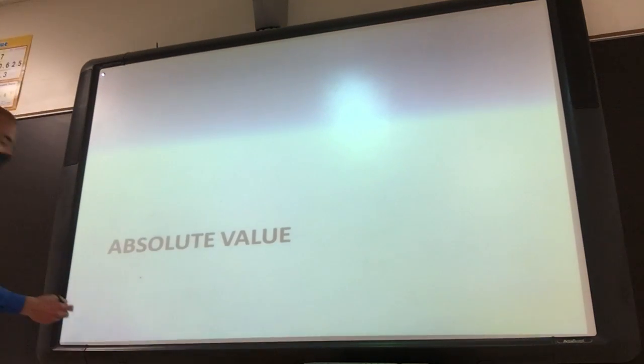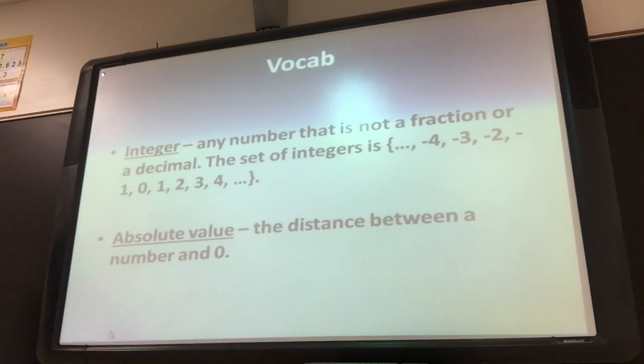Absolute value today. A couple of terms to get down first. So we've been talking about integers, but we haven't really talked about the technical formal definition of an integer. An integer is any number that is not a fraction or a decimal. Any number, it can be positive or negative, as we've seen, but any number that is not a fraction or a decimal.